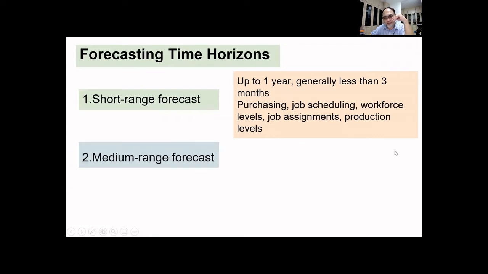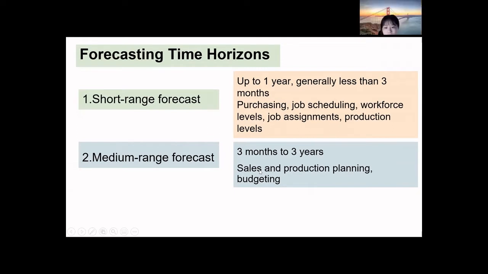But we also have the medium term. Because you mentioned long term, there will be medium term. How long is the medium range, do you think? 3 months to 3 years. Yeah, probably 3 months to 3 years, depending on the company as well. Anything from 3 months to 3 years is when you plan for your sales and production planning for new models, your budgeting, capital budgeting, and so on.